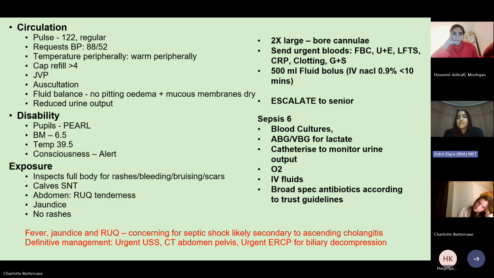Urine output was low, so you'd either mention you're going to monitor it or just mention you would consider catheterizing the patient to monitor it. You've given them oxygen, you've given them IV fluid, so the only thing left is give them a broad spec antibiotic according to your trust guidelines, and you can't go wrong. Is that okay, guys?